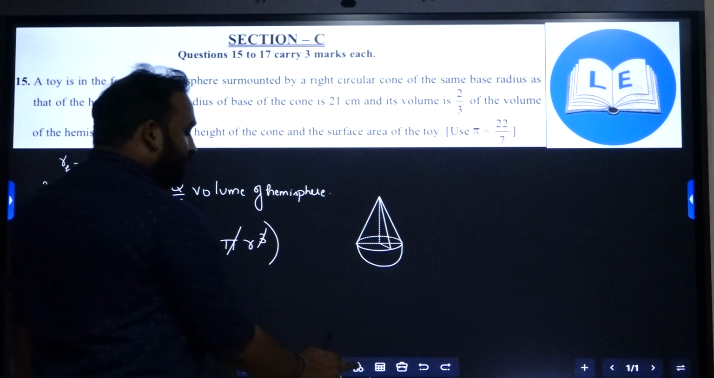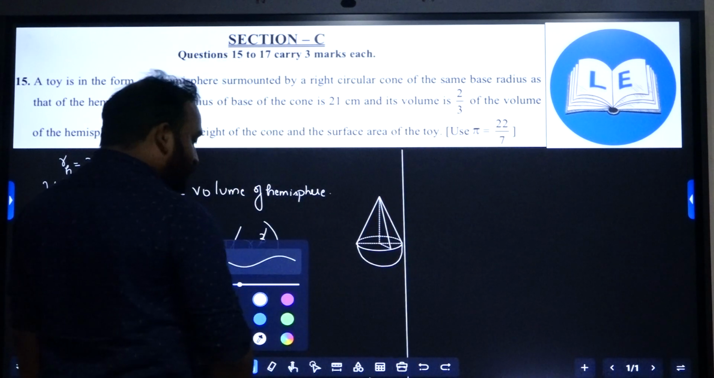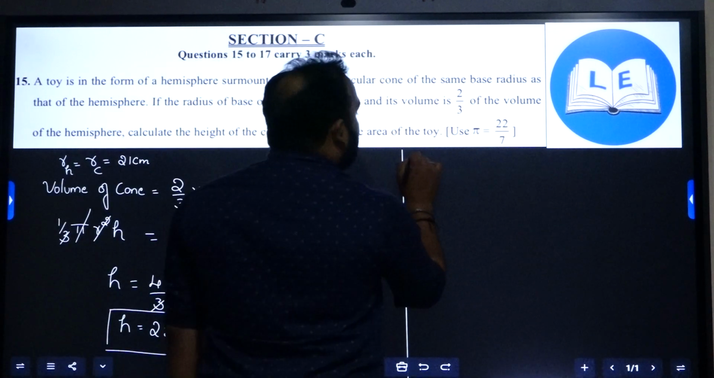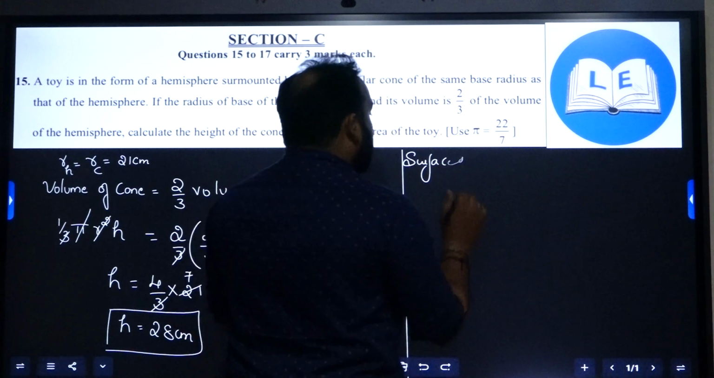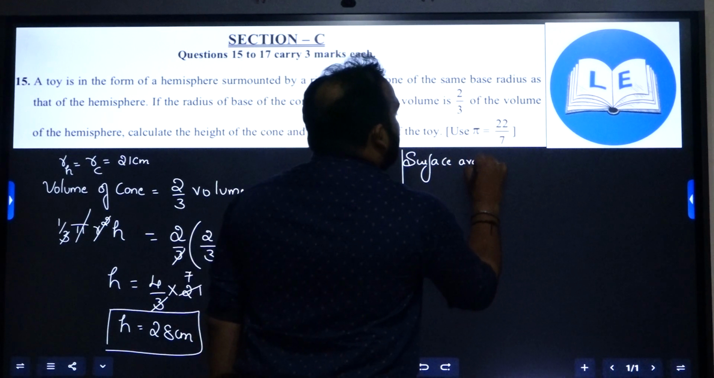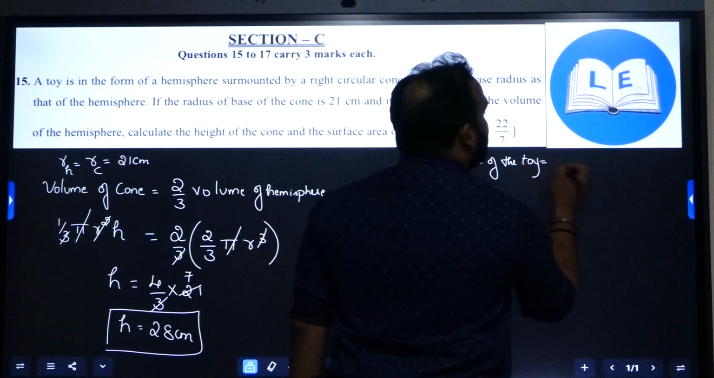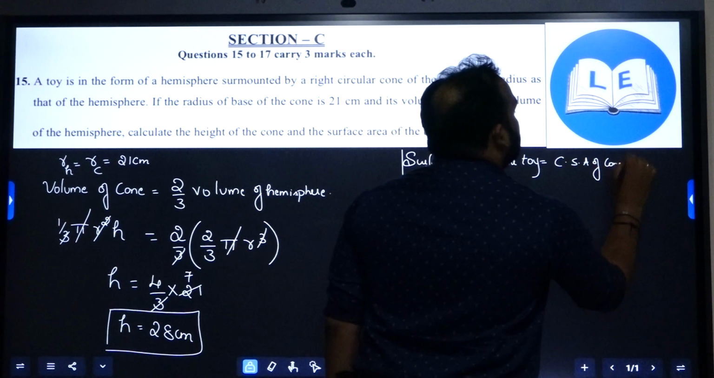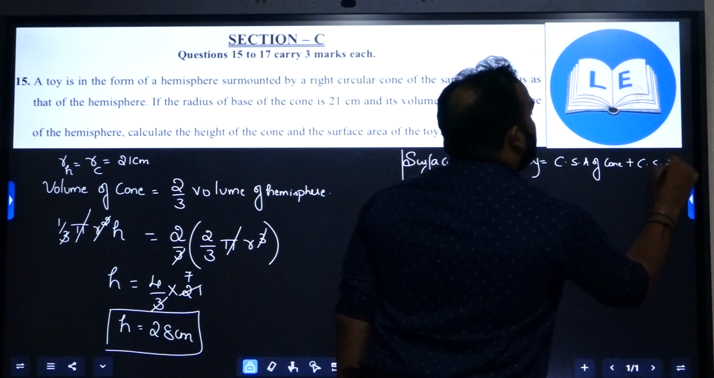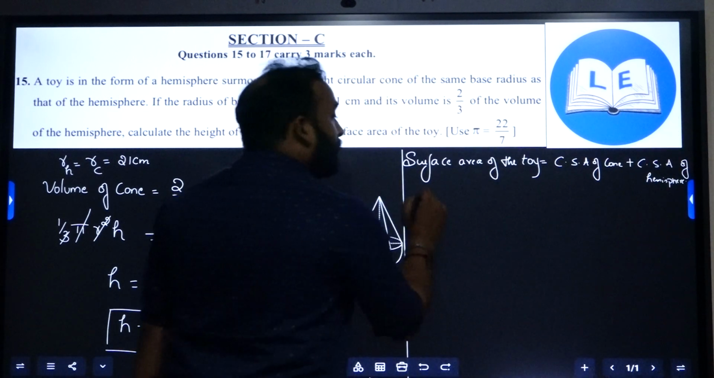Yes. And what is the next question? They're asking us to find the surface area of the toy. So look at the toy, children. Surface area of the toy will be what here? Surface area of the toy. We have a cone and a hemisphere. So I'll write CSA of cone plus CSA of hemisphere. Yes, we get this.